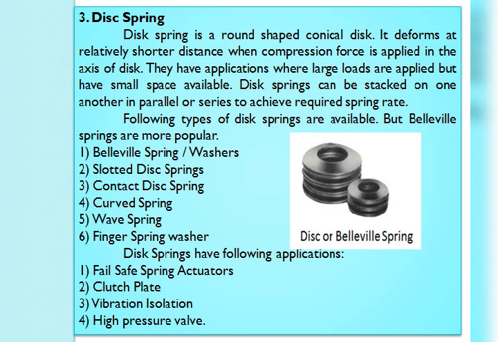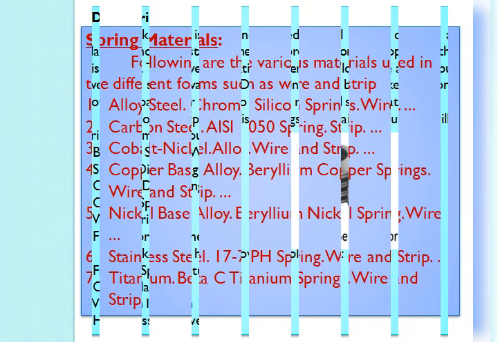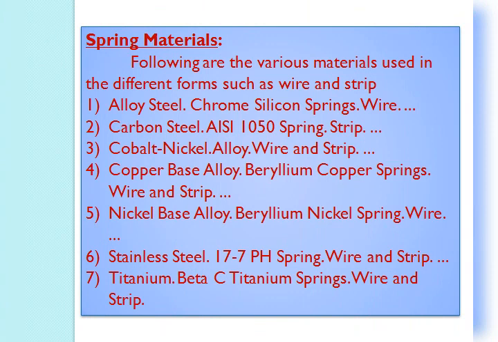The applications of these disc springs are a fail-safe spring in the case of actuators we are using in buses and all. You see, when we start the bus, we are supposed to operate that particular actuator. Clutch plate, vibration isolation, high pressure valve. These are the various application areas of disc springs. This is all about various types of springs.